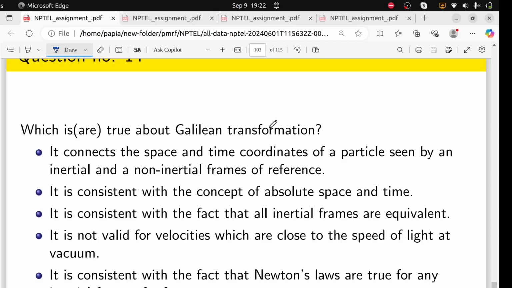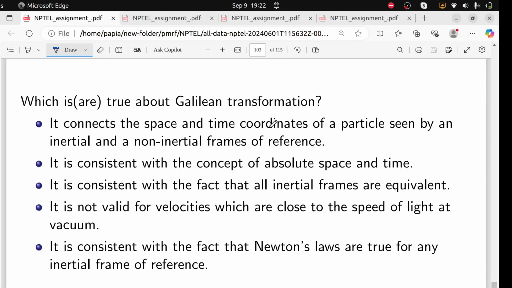Okay, so which is or are true about Galilean transformation? It connects the space and time coordinates of a particle seen by an inertial and non-inertial frame of reference. No, this is not correct, because we have already discussed that Galilean transformation is only applicable for the inertial frame of reference. It is consistent with the concept of the absolute nature of space and time. Yes, it is true. It is consistent with the fact that all inertial frames are equivalent. Yes, that is also correct.